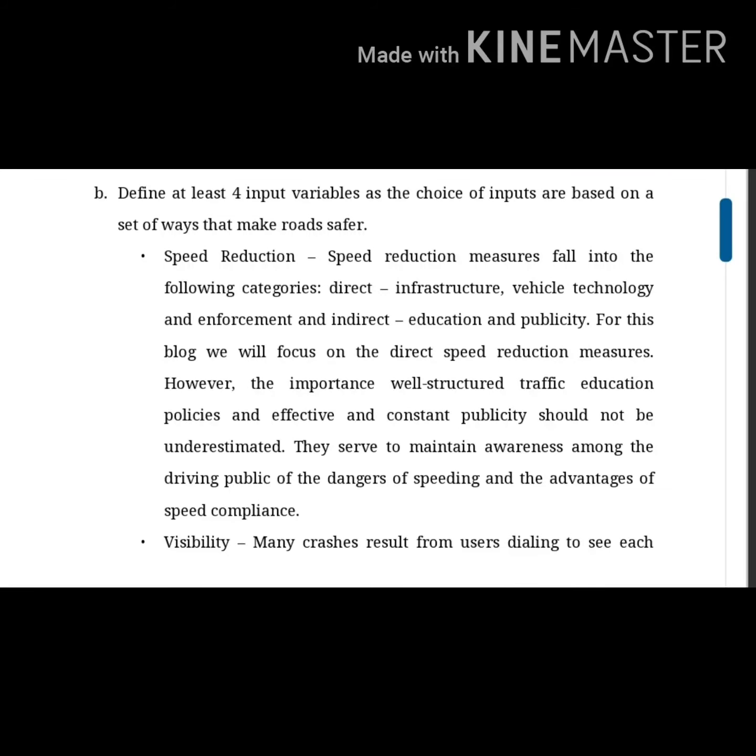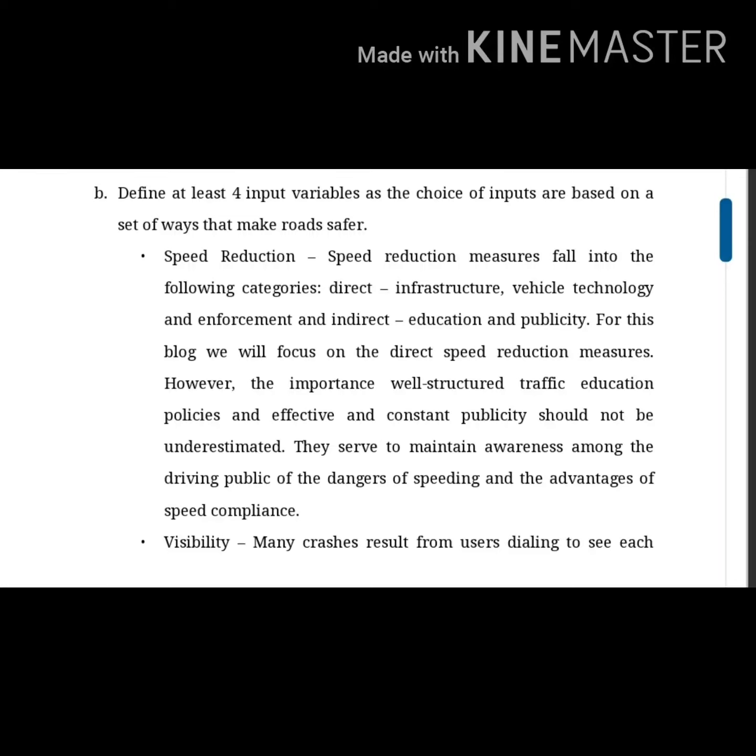A. What is each DMU in this real-world case study? The DMU in this real-world case study is the road traffic safety assessment. B. Define at least 4 input variables, as the choice of inputs are based on a set of ways that make roads safer.